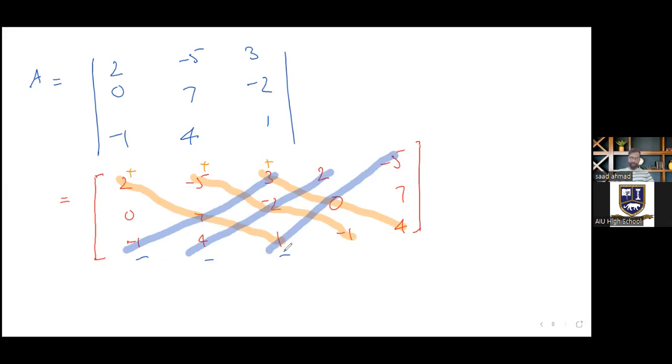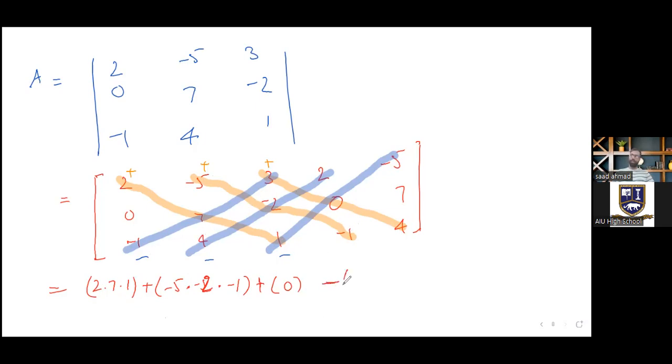So 2 times 7 times 1, what will be that? 2 times 7 times 1, the first one, that when we multiply it, it will be 2 times 7 times 1, okay, plus minus 5 times minus 2, minus 1, okay, minus 1, like this. And then the third one, plus 3 times 0 times 4. So anything with 0 is 0, multiplied by 0 is 0. Okay, so this is the plus ones done. Now we have the minus ones.